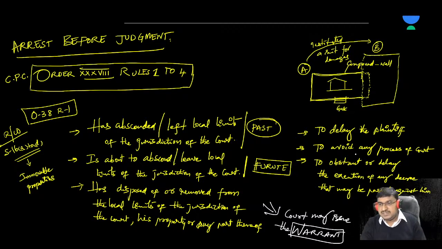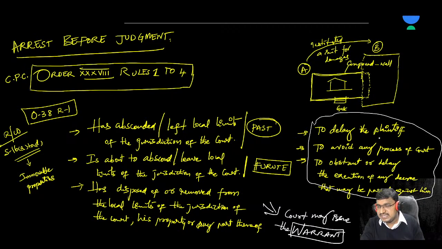Rule 1, friends. This is related to the intention of the defendant: if the intention of the defendant is to delay the plaintiff, to avoid the process of the court, to obstruct or delay the execution of any decree that may be passed against him, then under these circumstances, if he has absconded or left the local limits of the jurisdiction of the court, or he is about to abscond or leave, or he has disposed of any movable property from the limits of the jurisdiction of the court, the court may issue a warrant to arrest and bring him before the court of law and to show why he should not furnish any security.